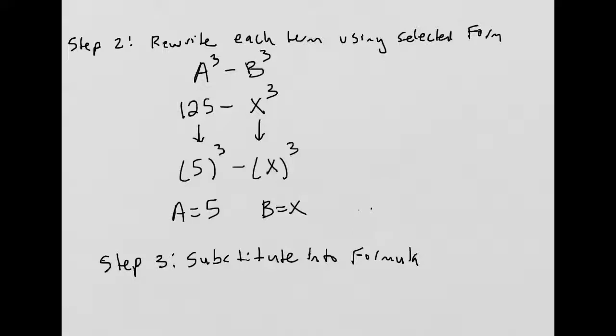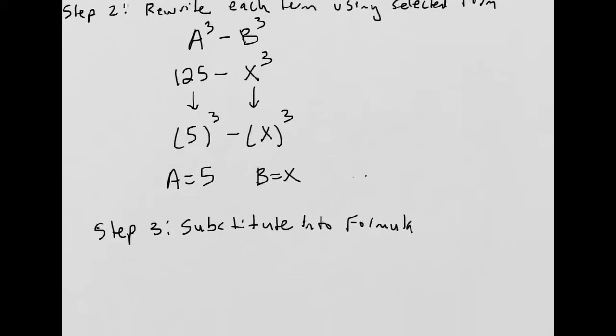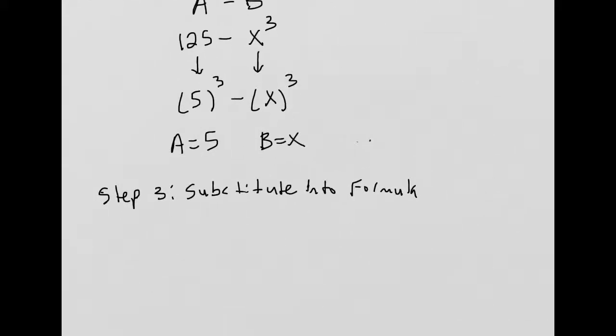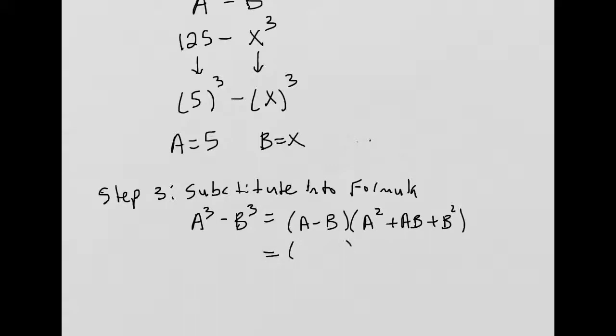Once I've identified what big A and big B are, the last step is to substitute into my formula. Here's what I know. Every time I have a cubed minus b cubed, it's going to factor the same way. And the way that it factors is I'm going to have a minus b. That'll be my first factor. And then the second factor is going to consist of a squared plus a times b plus b squared.